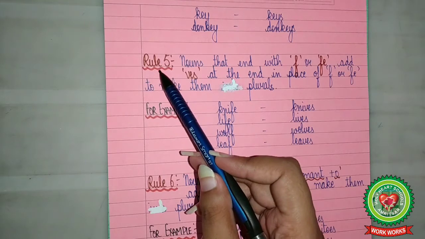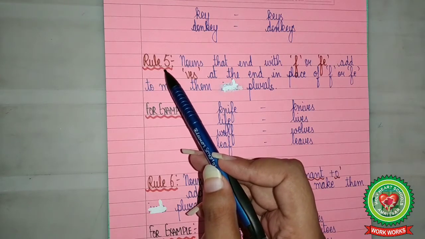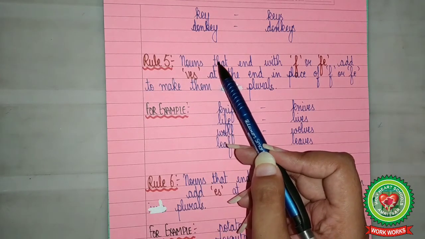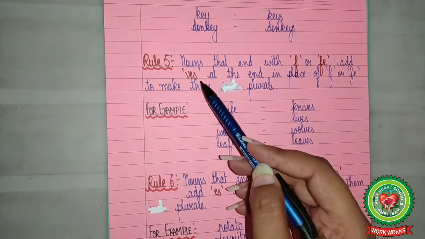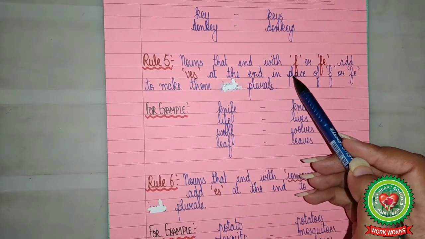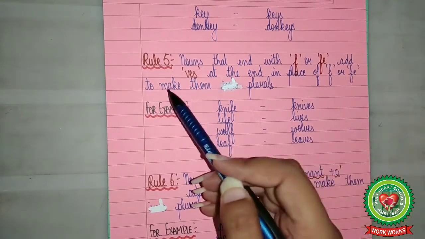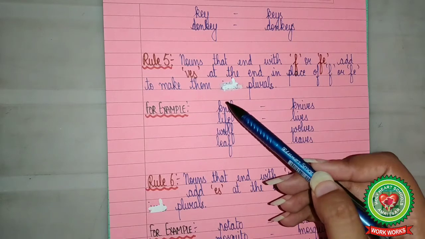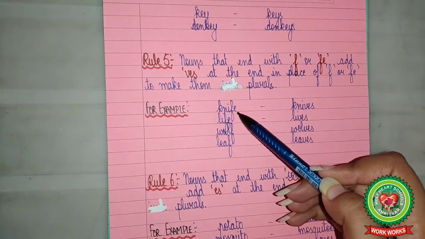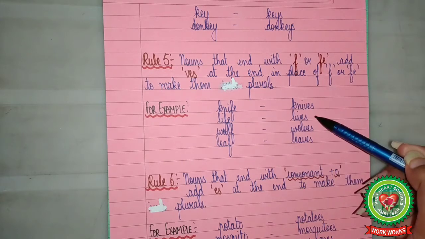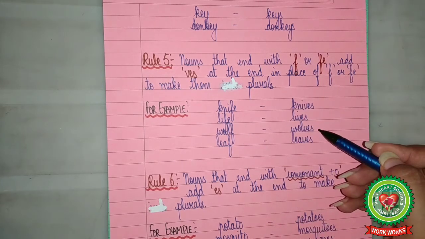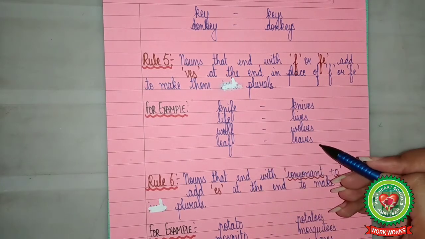Now let us study rule 5. Rule 5 says when the nouns end with f or fe, add ves at the end in the place of f or fe to make them plurals. For example, knife, it ends with fe, so we will remove fe and add ves at the end, so the answer is knives. Life changes to lives, wolf changes to wolves, and leaf changes to leaves.